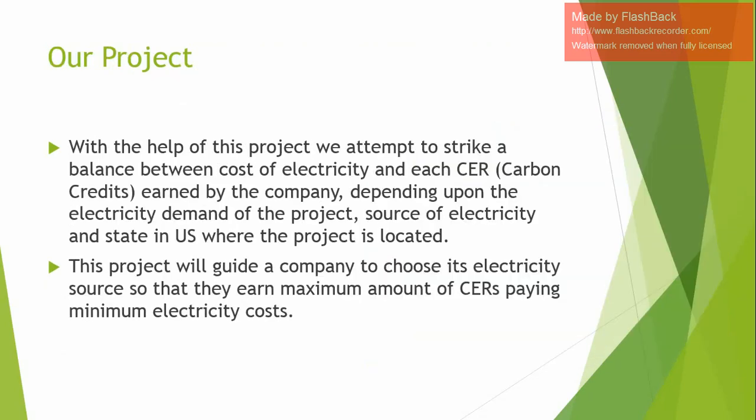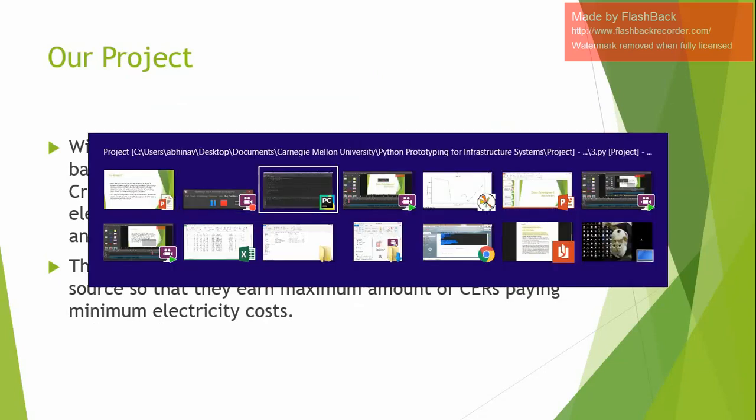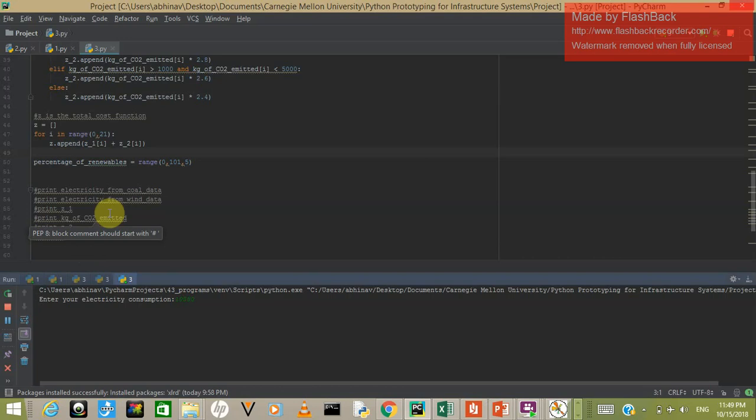I'm Himanshu and I will take over from here. So this is our project. In our project, we'll take an input from a user, which will be electricity consumption in preferably kilowatt hours, and we'll give the user an output, which is how much percentage of electricity he or she should take to reduce the overall cost. So this is the code we have written.